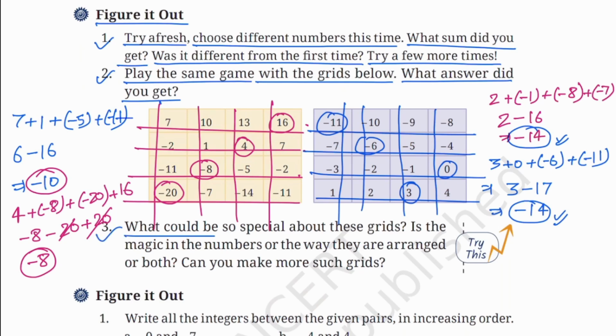3. What could be so special about these grids? Is the magic in the numbers or the way they are arranged or both? Can you make more such grids? This is not a magic. The way they are arranged matters.